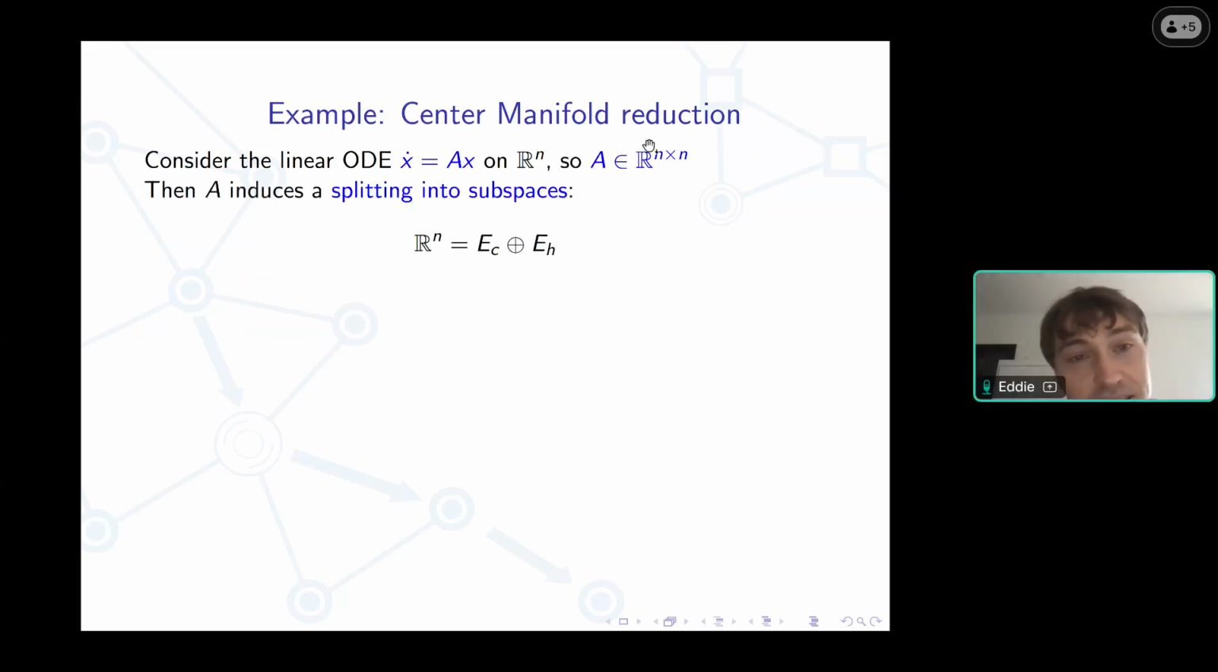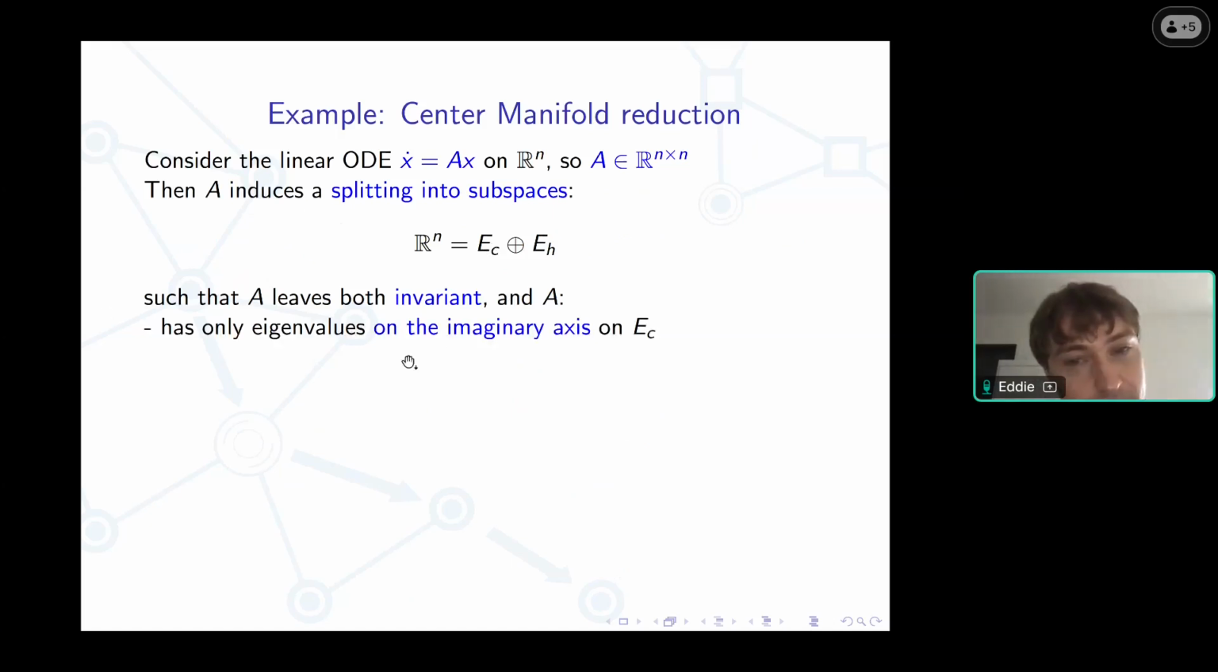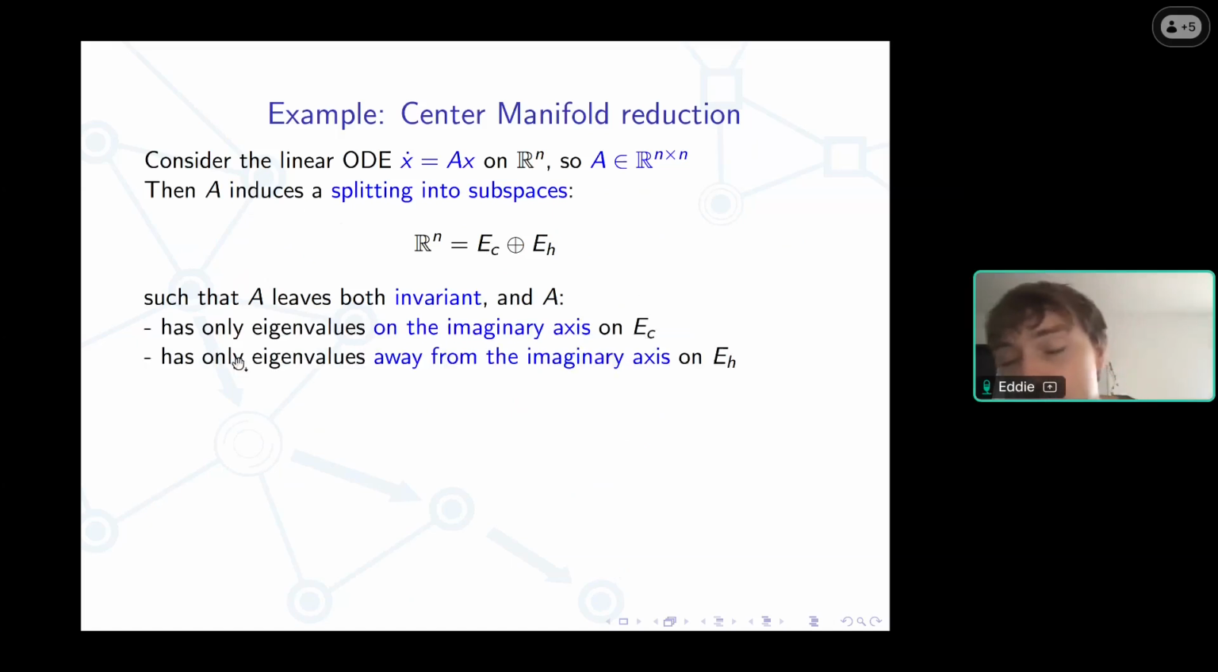Then it's known that A induces a splitting of your phase space into subspaces, EC and EH. We call them the center subspace and the hyperbolic subspace. This splitting is uniquely defined by the property that A leaves both of them invariant. So A maps elements of EC to EC and EH to EH, and A has only eigenvalues on the imaginary axis when you restrict it to EC, and it has only eigenvalues away from the imaginary axis when you restrict it to the hyperbolic part, hence the names hyperbolic and center.